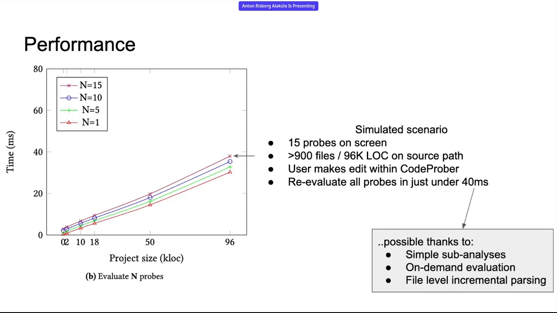Now, this is only possible thanks to a few things with our tool. Well, first of all, we look at extremely simple sub-analysis. We don't want to measure the time of doing a complicated analysis that takes 10 minutes to run, we want to measure the overhead of using CodeProber, because otherwise the y-axis would be 10 minutes here as well. So very simple analysis. Also, our tool does on-demand evaluation, which is crucial to getting good performance. And it does incremental parsing on a file level. So even though there are 900 files on the source path, it only ever reparses one file.